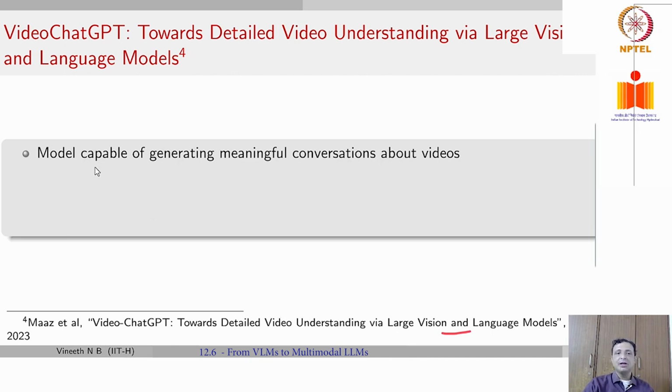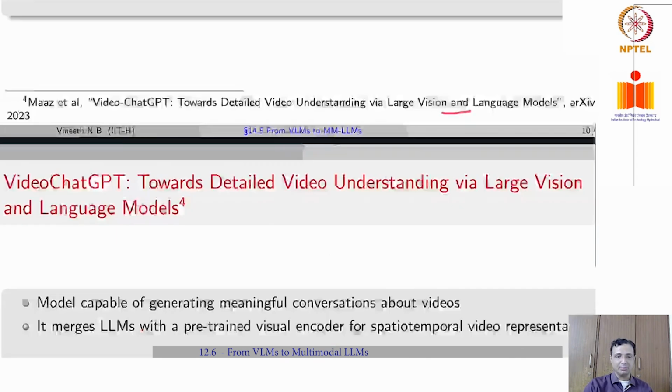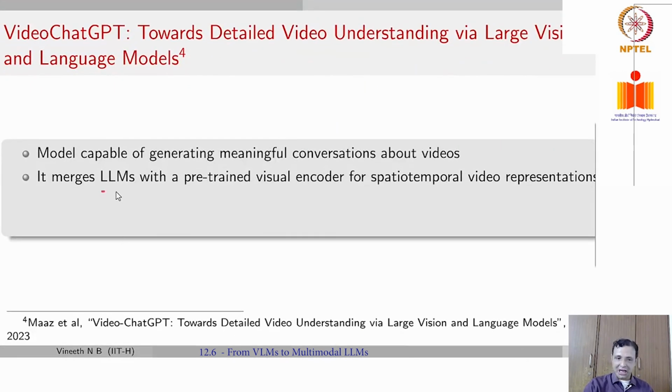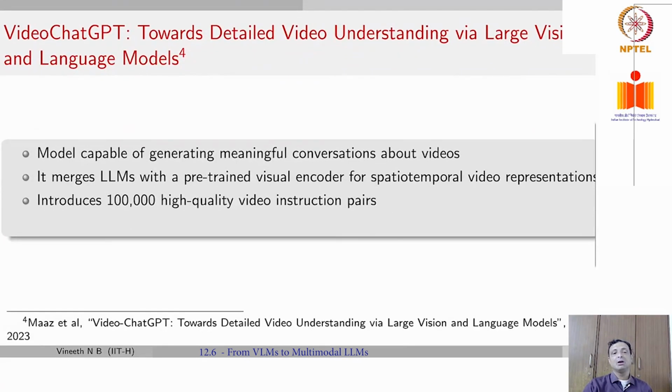Their objective is to generate meaningful conversations about videos, unlike a few other efforts that did it for images. They merge LLMs with a pre-trained visual encoder for a spatio-temporal video representation. They introduce about 100,000 high-quality video instruction pairs, which by itself is a contribution that they bring to the community. And one could say that this was the first quantitative video conversation evaluation effort.